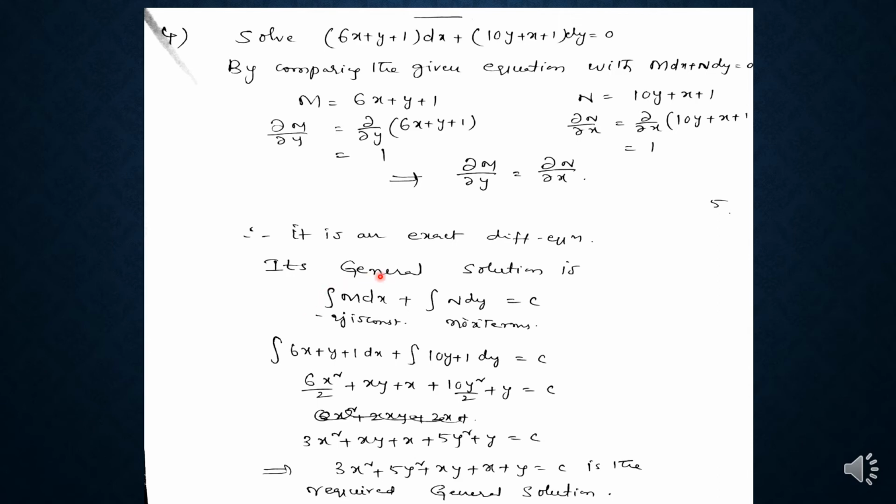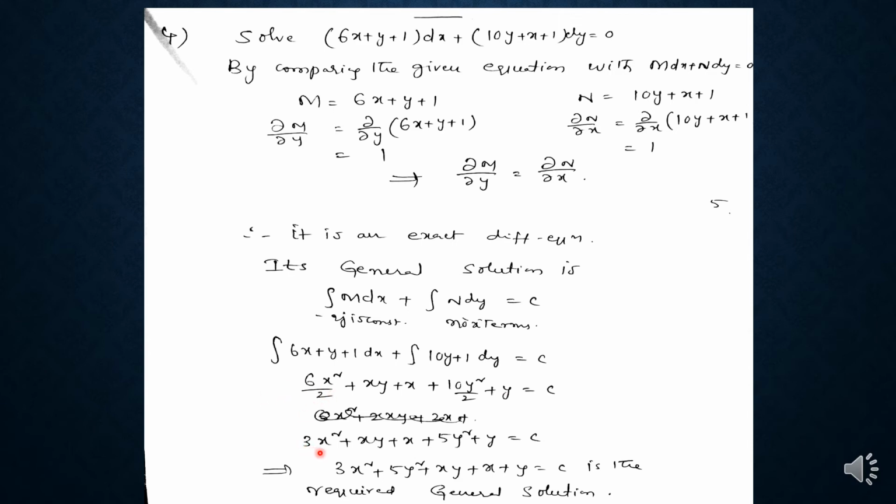So the general solution of the exact differential is integral M dx plus integral N dy is equal to c. And what is M? 6x plus y plus 1 dx. While integrating this function with respect to x, treat y as constant. And N is 10y plus 1 dy. So we eliminated the x term here. So by integrating this, we will get 6x square by 2 plus xy plus x plus integral 10y dy is 10y square by 2 plus integral 1 dy is y is equal to c.